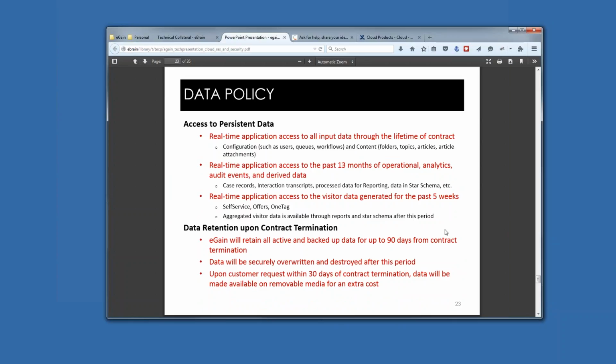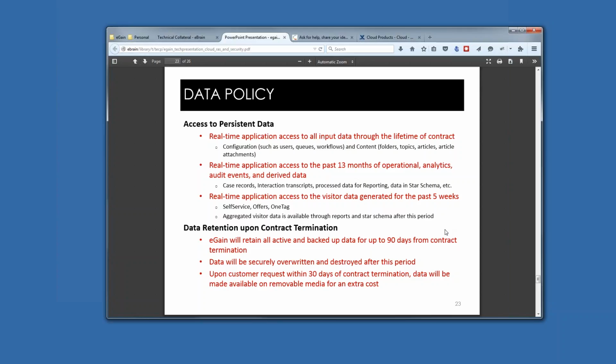You're going to have all your input data for the life of the contract. This is like your articles and your configuration and your users, stuff that when you put it in, you would expect it to never go away. And so that's what we do, right? We're not going to delete any knowledge articles that you configure in the system.